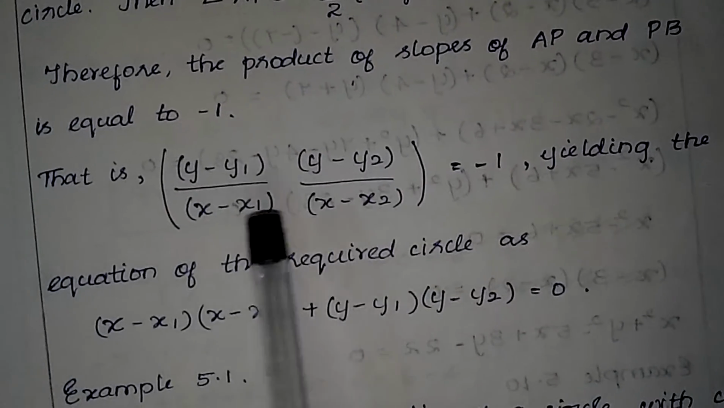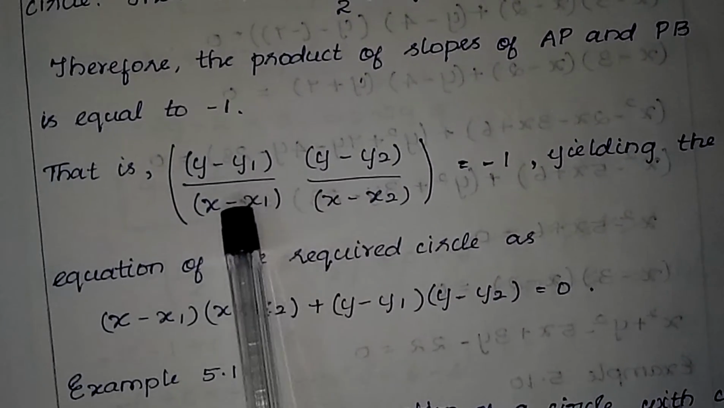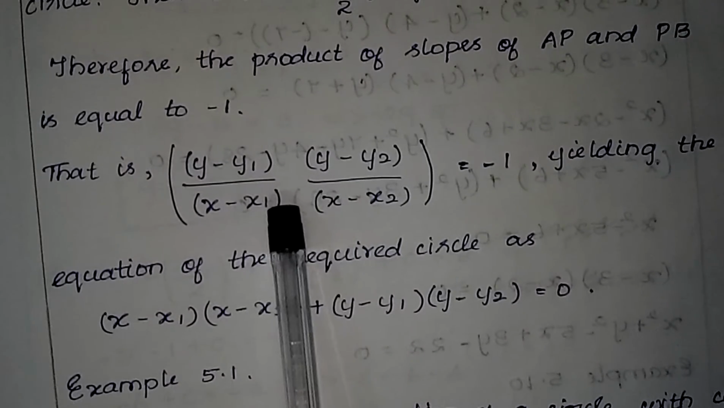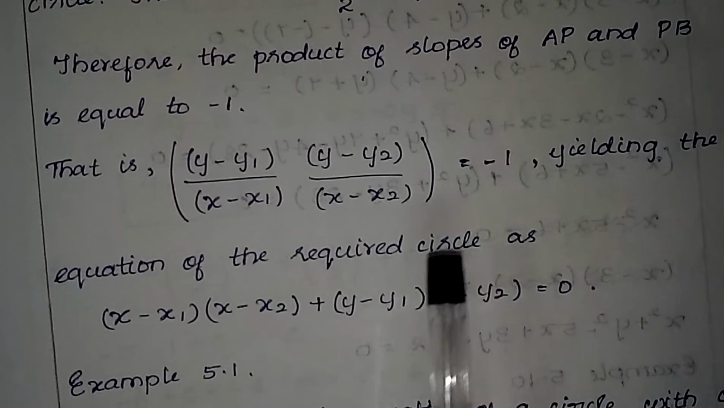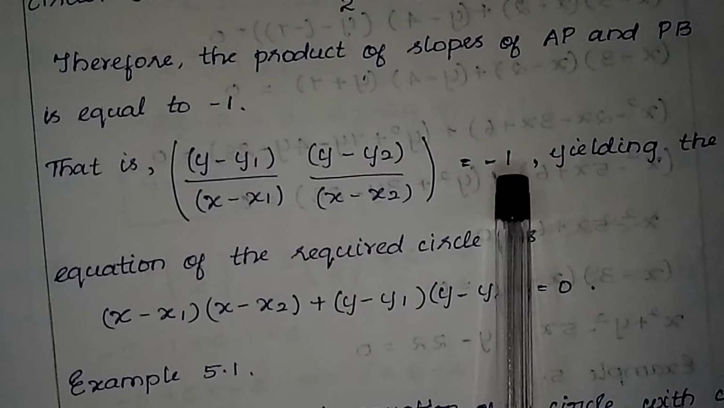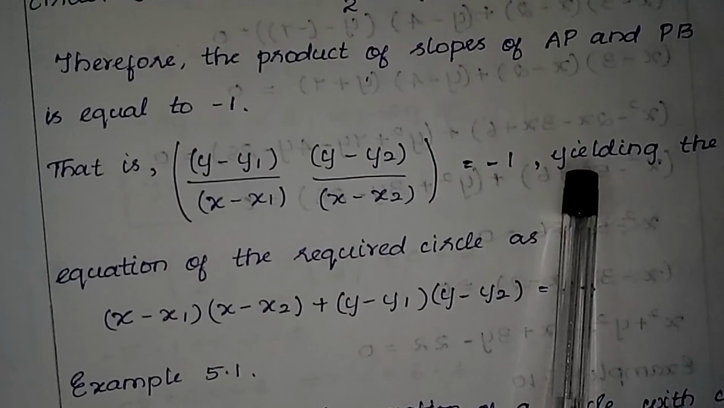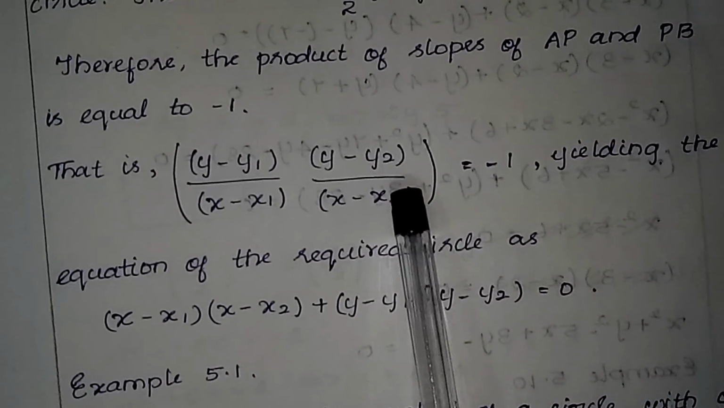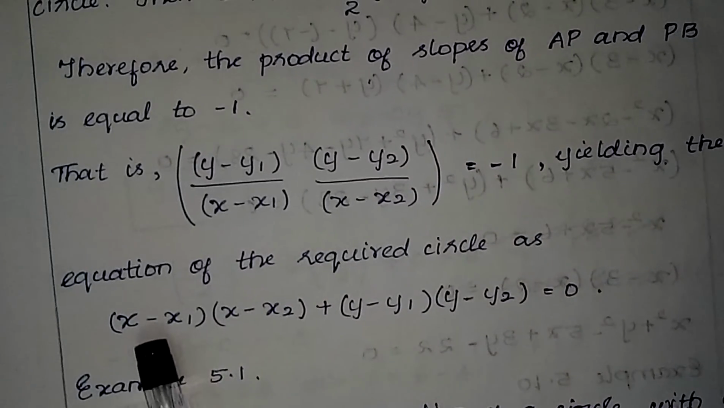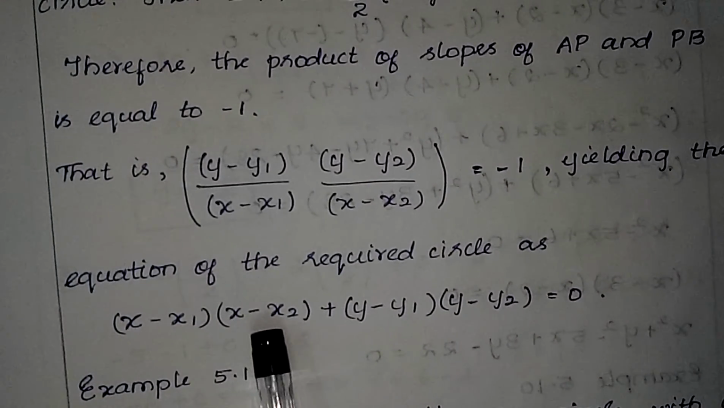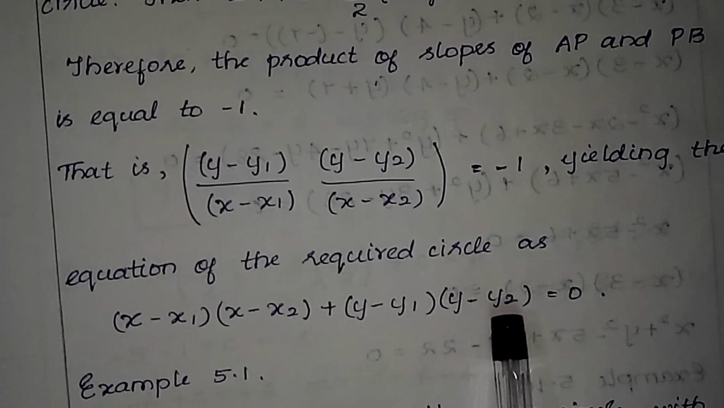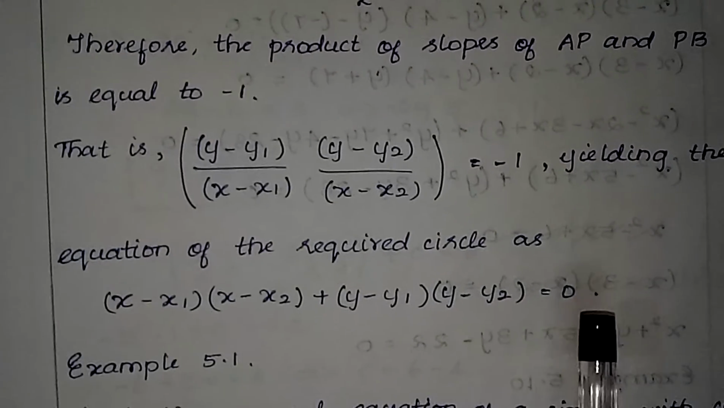equal to minus 1. So you can multiply these two. That is here in the denominator we have the product of these two terms. You can cross multiply it. So minus of x minus x1 into x minus x2 you will get. Then both the terms you can take to the left side. It will become plus. So x minus x1 into x minus x2 plus y minus y1 into y minus y2 equal to 0.